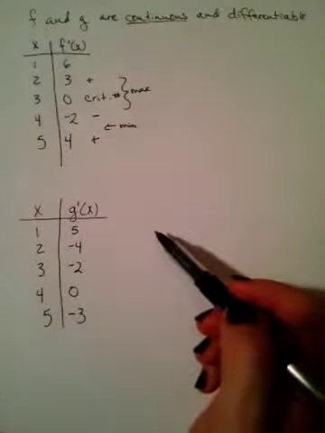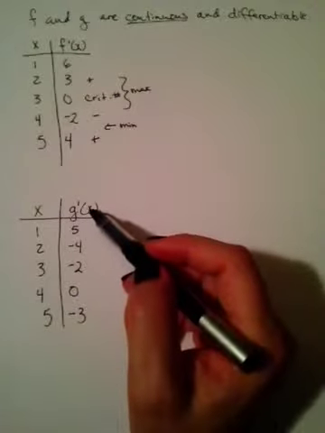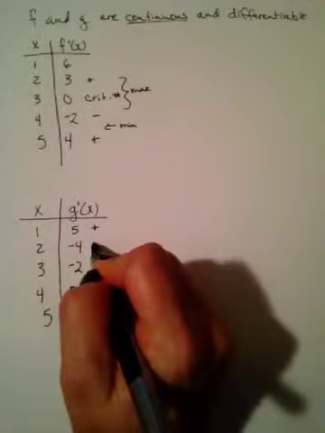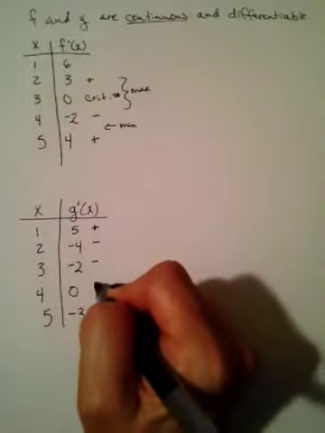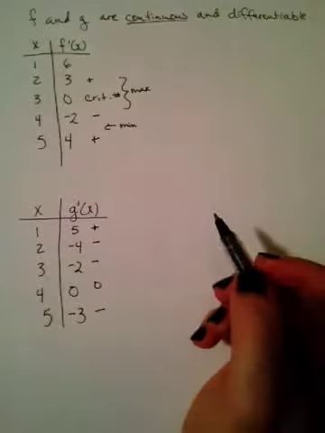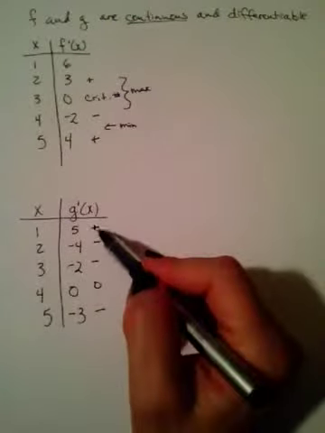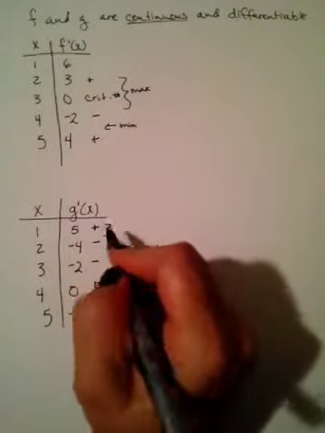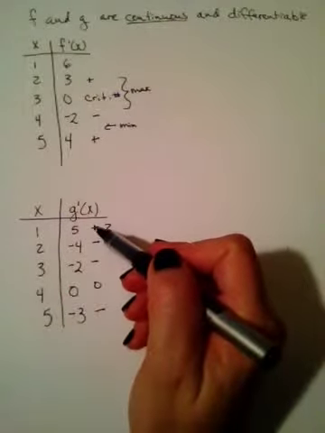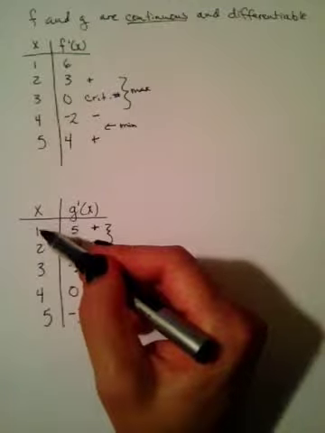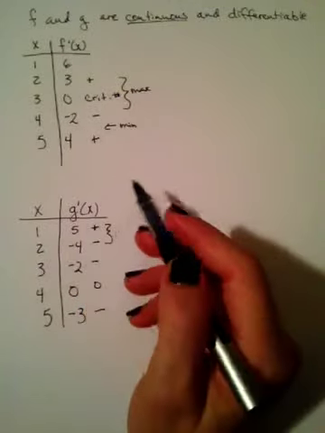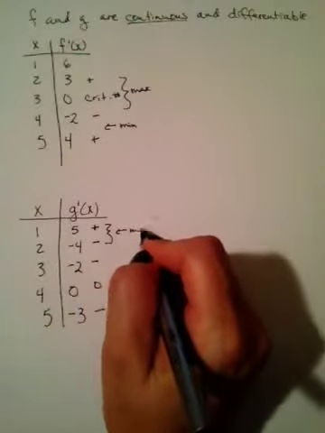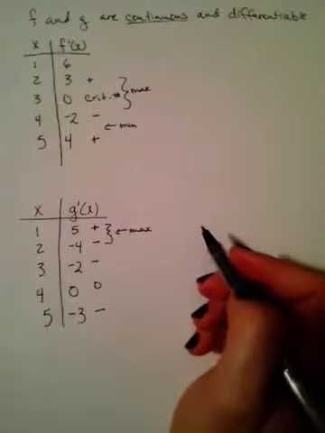So coming down to the table of g prime of x, you can see that I'm starting with a positive slope, then negative, negative, 0, negative. So for all I know, there are 8 maxes, 10 mins, I don't really know. Now this tells me something. The derivative changed from positive to negative between 1 and 2. So somewhere between x equals 1 and x equals 2, there's a max. I don't know where it is.